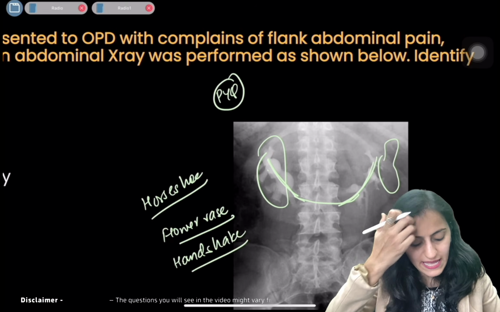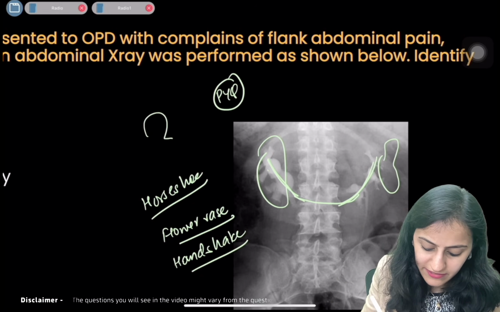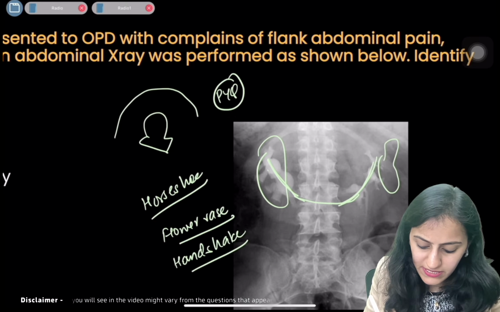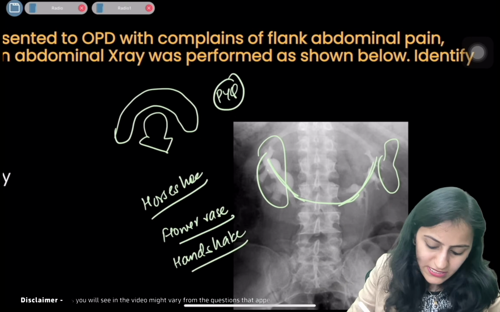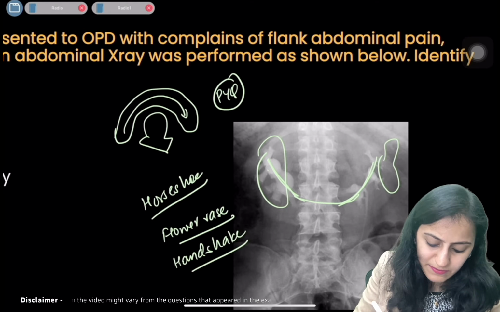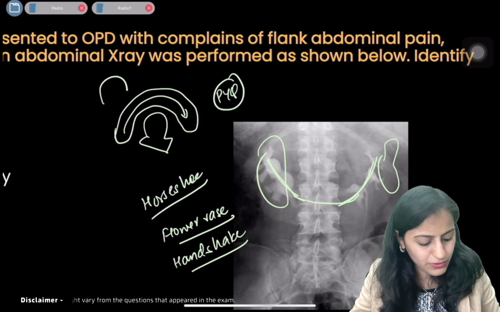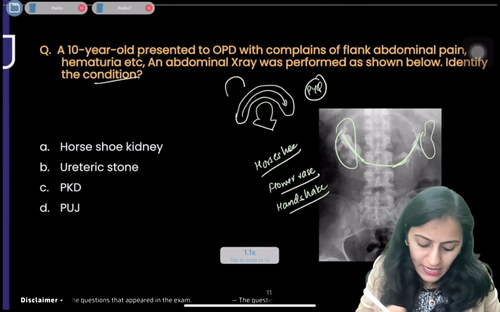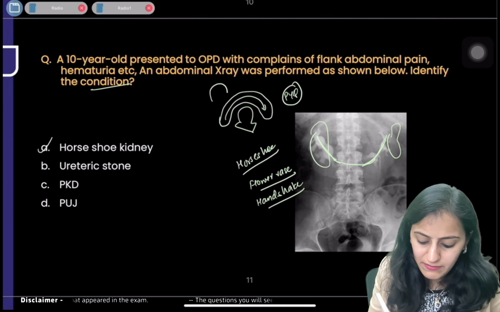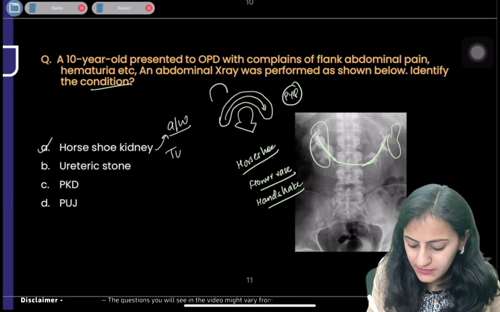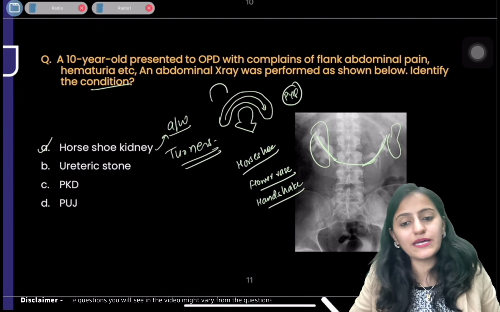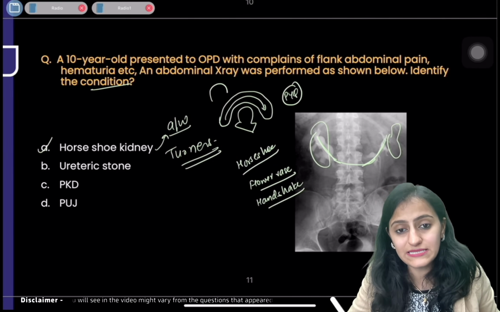Even on the CT scan image, if this is the vertebra, you would see the horseshoe kidney like this. In front of the vertebra, you would see the two kidneys fusing like this, basically a U shape. That's the U shape that we see. And for your upcoming exams, remember that horseshoe kidney is associated with Turner's syndrome.